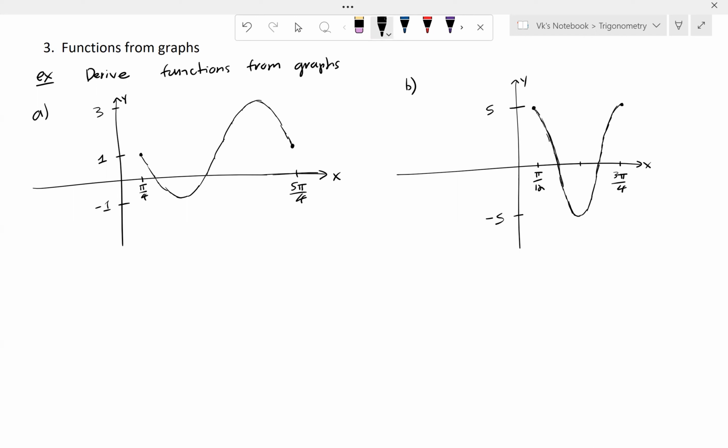Yeah. Number 3, functions from graphs. Example, derive functions from graph. In A, we have the function, and it does look like sine of something. It's the sine function. First thing is notice that this is how we get C. Right in the middle of the graph, C equal 1. And then the shifting right here gives us D.